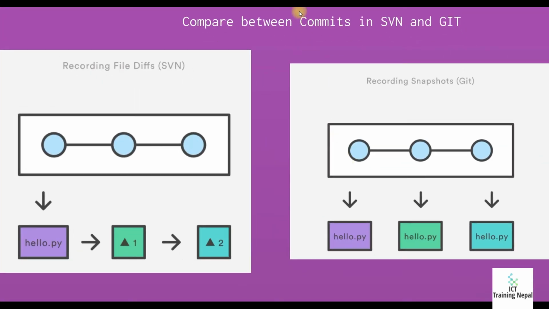So compare between the commits in SVN and Git. SVN records the file differences, while Git records snapshots. So here we have the hello.py, then it will record here, and then it will record 1 and 2. But in this recording snapshot, it records hello.py here also, it records hello.py here also, and it will record hello.py here also.